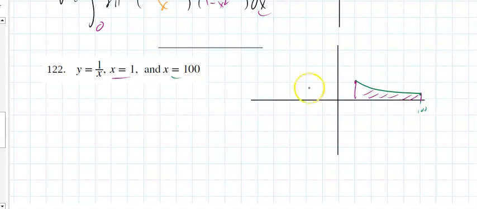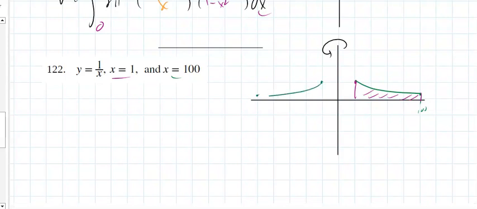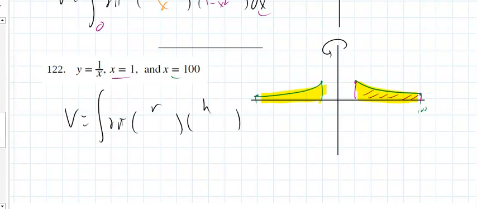I'm going to rotate this about, according to what they said, the y-axis. That's going to create an identical copy like it right there, and it's going to look something like this. When I take the volume, 2 pi, the radius, notice I don't fill anything until I pick my rectangles. I'm going to pick my rectangle parallel to the axis of rotation. If I pick it vertical, that's the x automatically. Then I know x runs between 1 and 100.